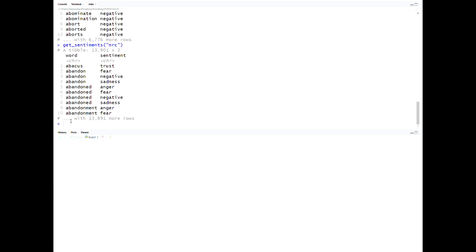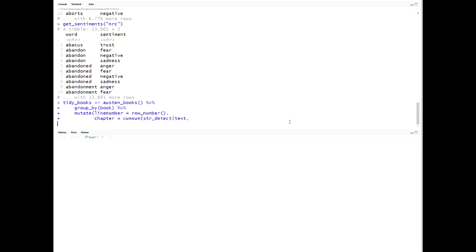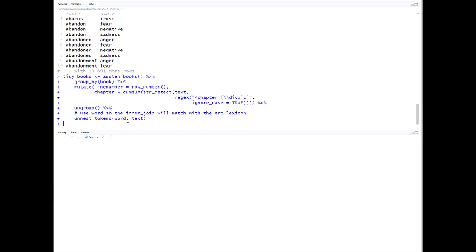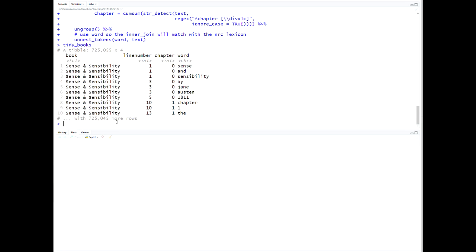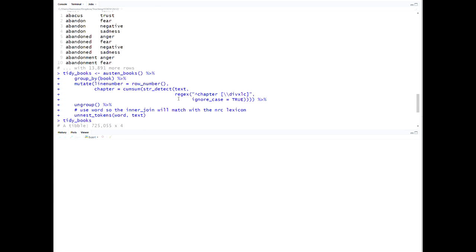We'll go back to the familiar way of tidying up text that we found in the last sections, where we're going to look at the Austen books, group it by the book, add line numbers and chapter numbers, and then ungroup it. And then we will unnest our tokens, and we're going to call word our variable. Because now if we look at tidy books, you see it has word, and if you recall up here in the lexicons, they all have word, which is associated with the sentiments.